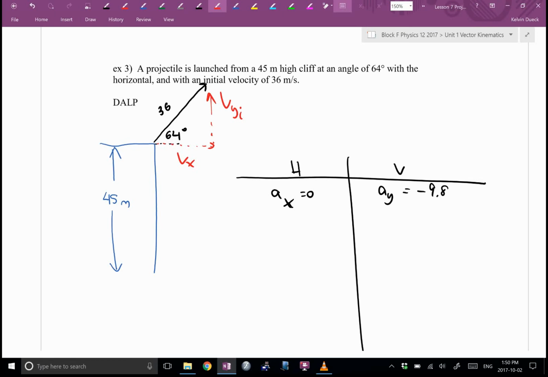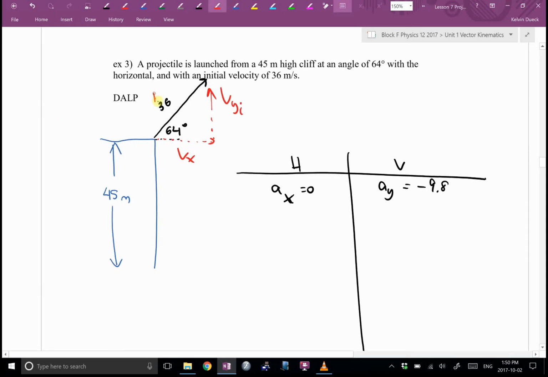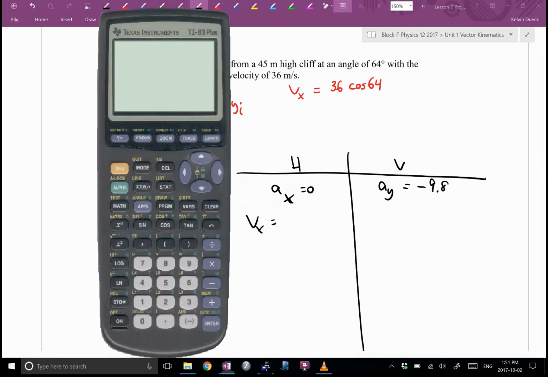Kyle, what do you want to find first? Vertical or horizontal? Doesn't matter. Pick. Horizontal. So the 36 is the hypotenuse. Horizontal, adjacent. Which trig function? Cos it is. So I can say Vx equals, have you spotted the pattern? It ends up being the hypotenuse times the cos of 64. And I'll carry a bunch of extra sig figs here because I'm going to be using this. It's going to be 36 cos 64. 15.7814.